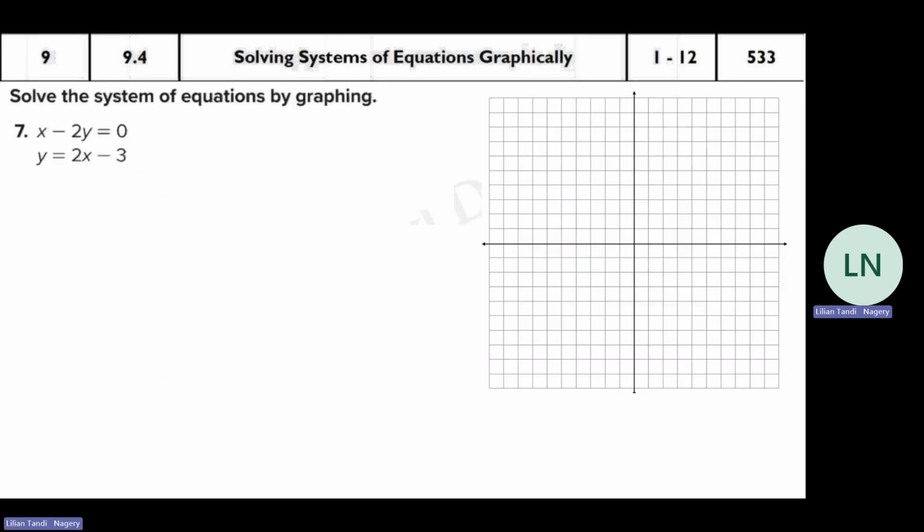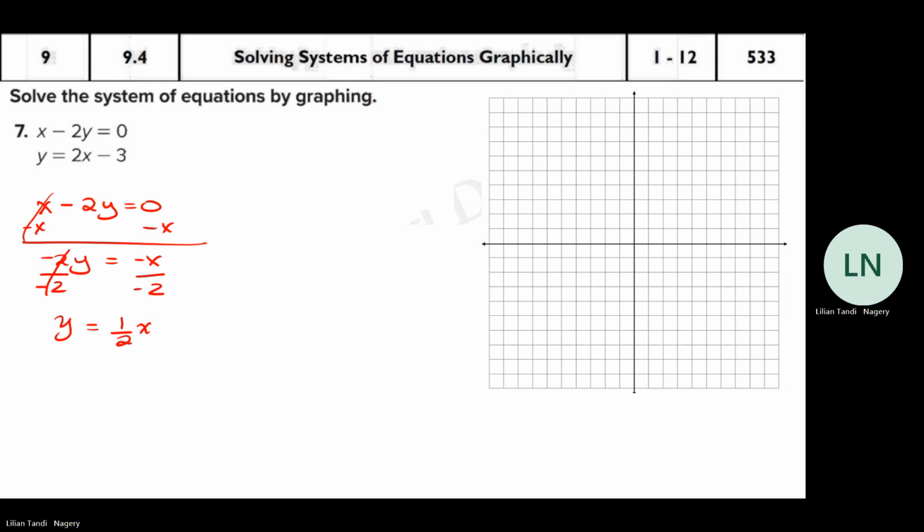All right. Now here you're supposed to solve by graphing. That's what the question says. Solve the system of equations by graphing. So you need two tables, one for this equation and the other one for that equation. So you have x minus 2y equals 0. Subtract x on both sides. So you have negative 2y equals negative x plus 0. You don't need to write the 0. Then you divide all your terms by negative 2. So you have y equals half x.